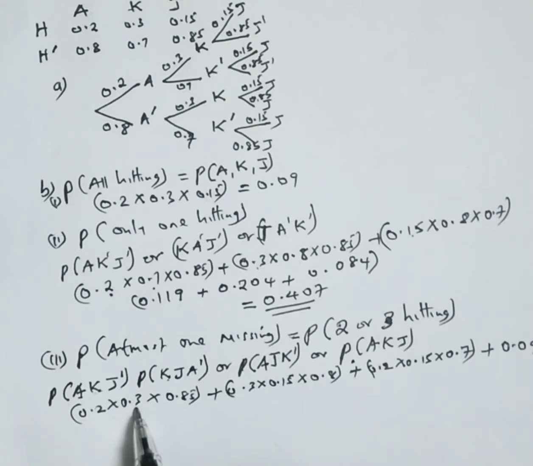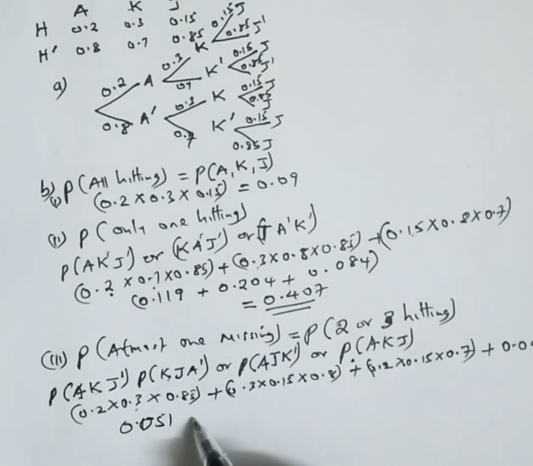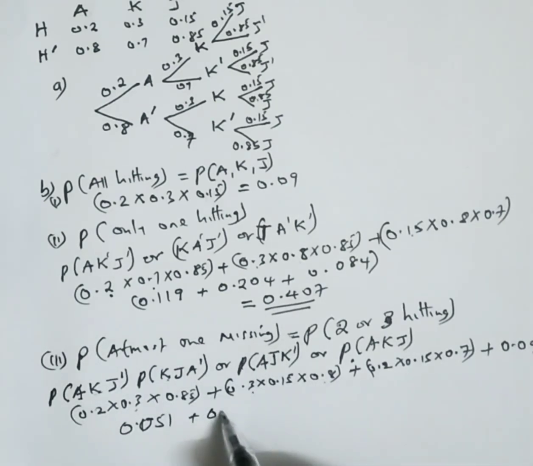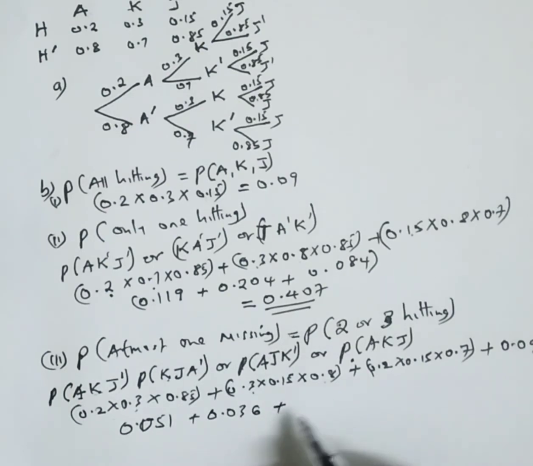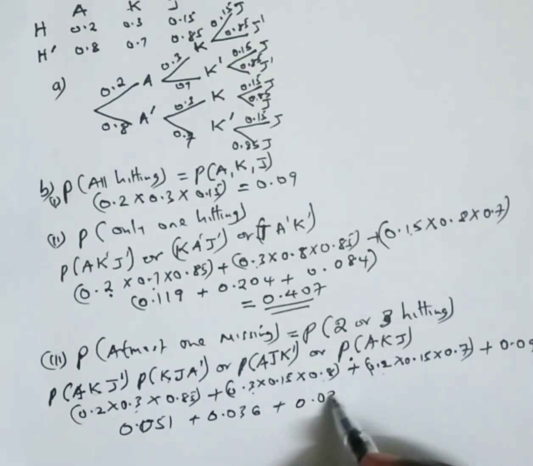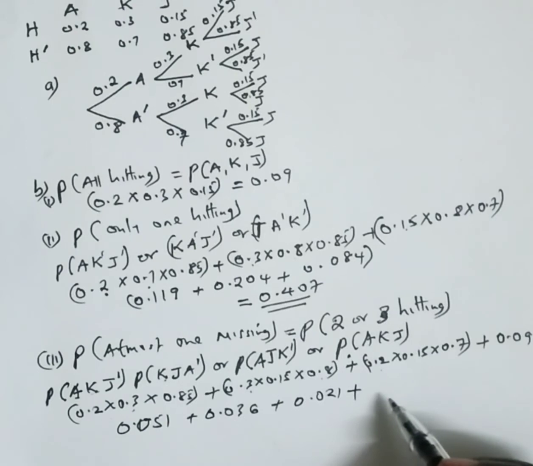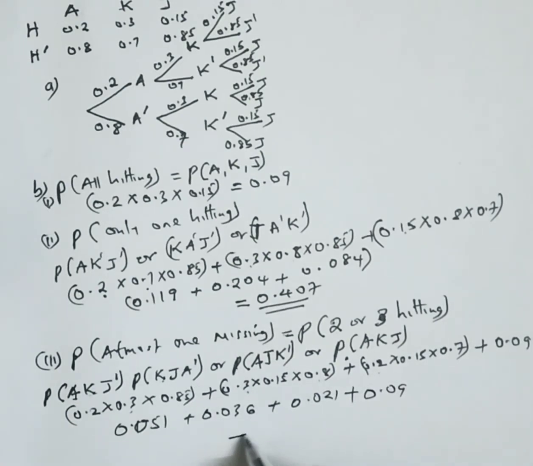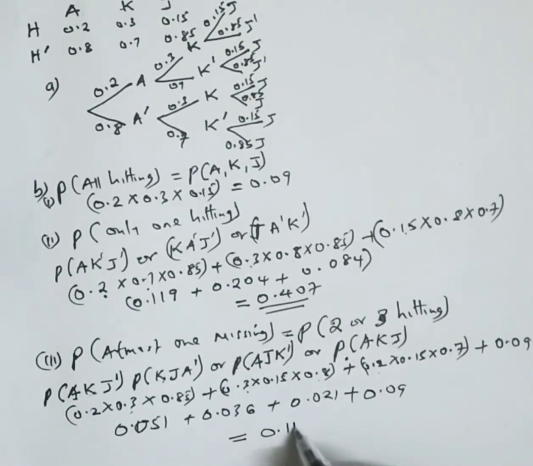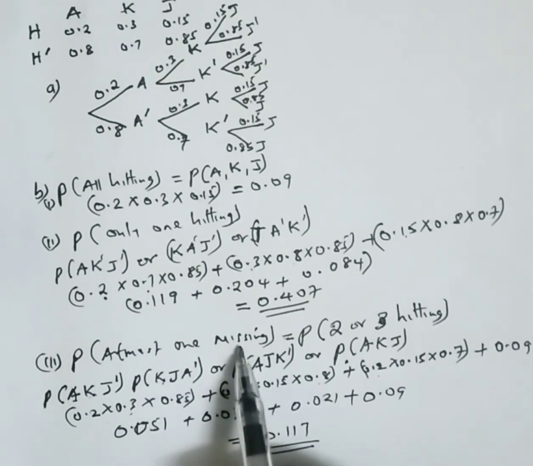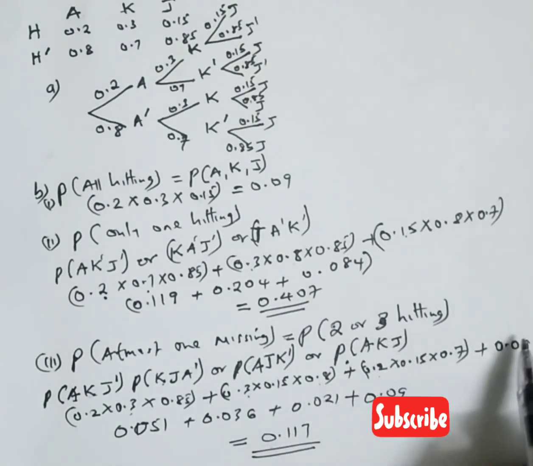So if you multiply this bracket, you'll get 0.051, plus 0.3 times 0.15 times 0.8 will give us 0.036, plus 0.2 times 0.15 times 0.7 will give us 0.021, and lastly we add 0.09, and this will translate to 0.117 as the probability of at most 1 missing, or 2 or 3 hitting the bull's eye.